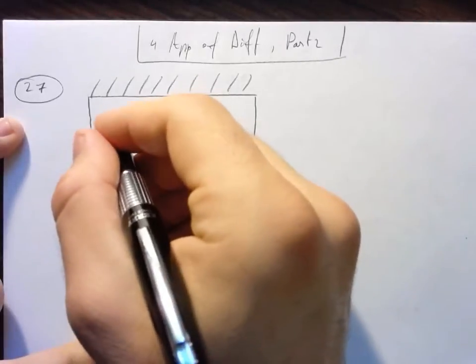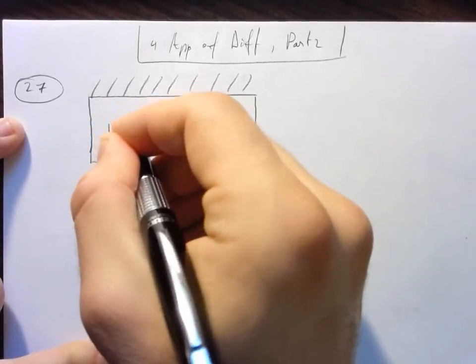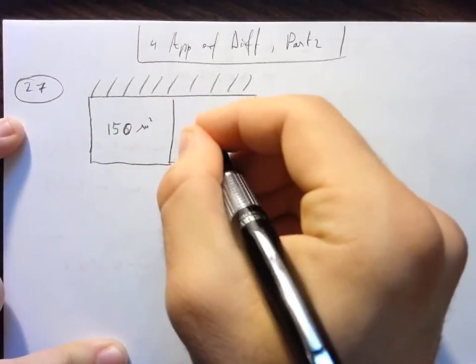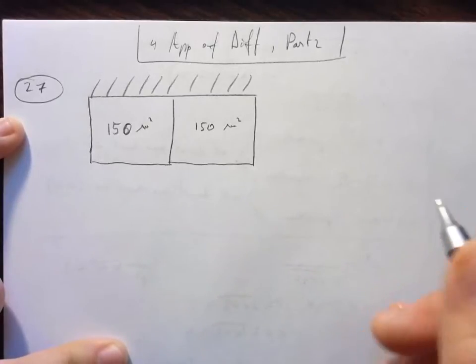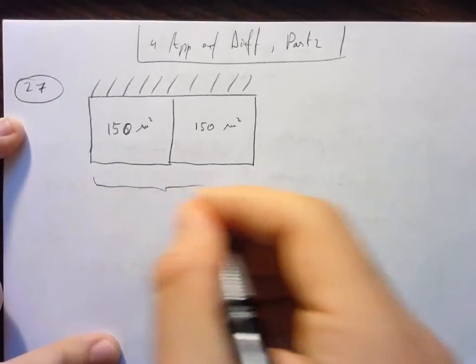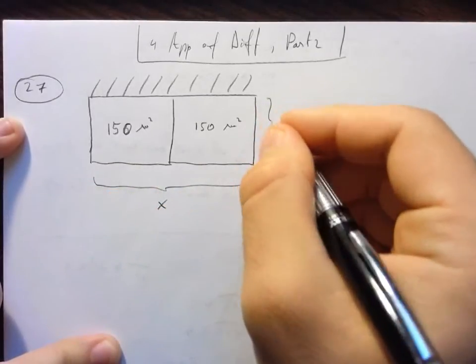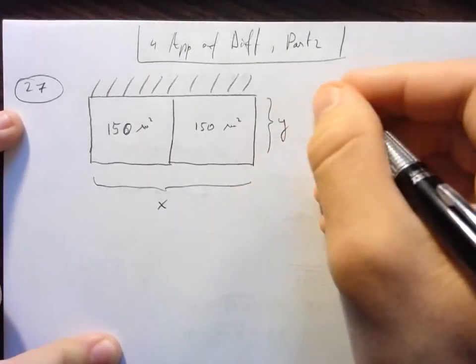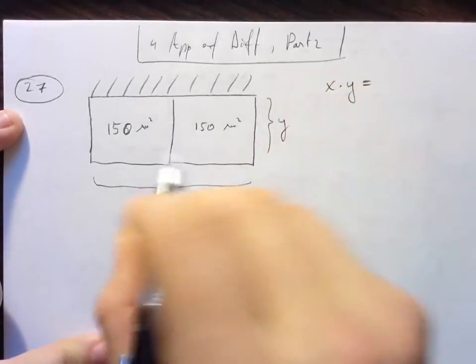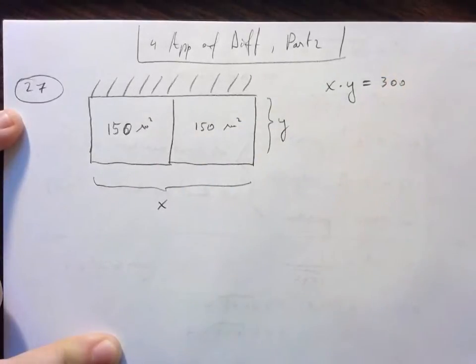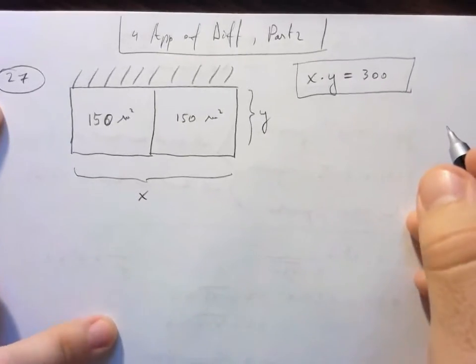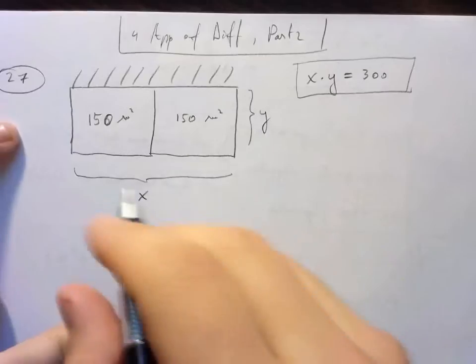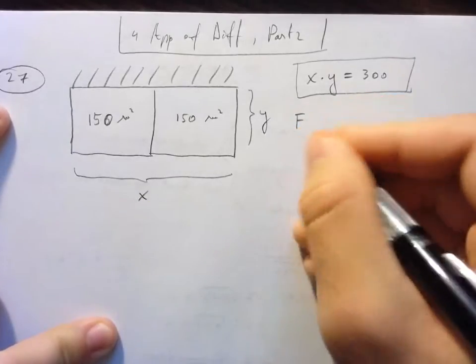I want each pen to contain an area of 150 square meters, and we want the minimum amount of fence to build this. So let's call this X, let's call this Y. The total area X times Y has to be exactly the sum of that, which is 300 square meters. So that's an equation relating the variables X and Y. Now I want to minimize the amount of fence. So the amount of fence, let's call that capital F.